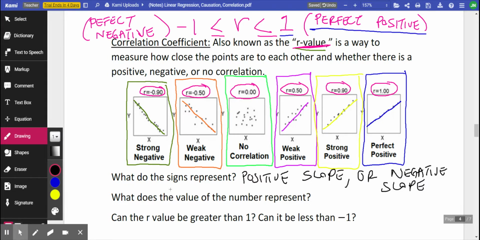What does the value of the number represent? The R correlation coefficient number represents the closeness. Is that even a word? Thank God I'm not an English teacher. R represents the closeness to the line.